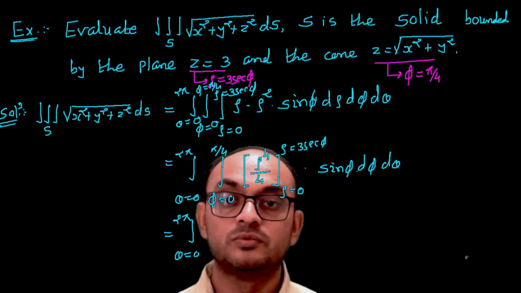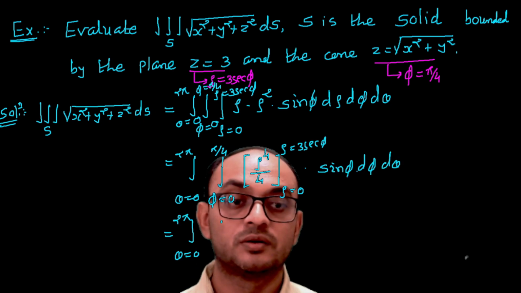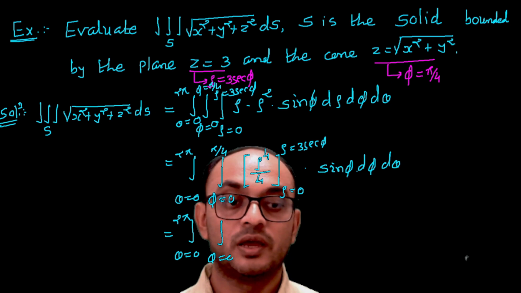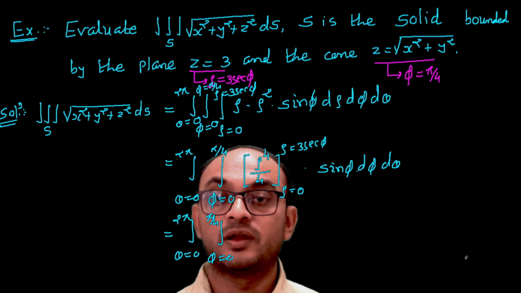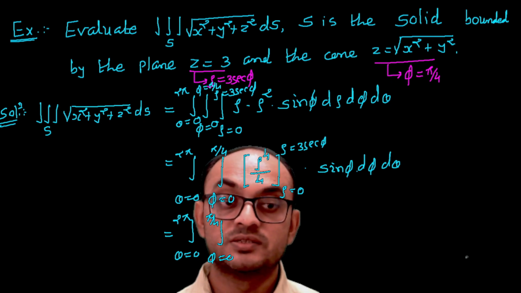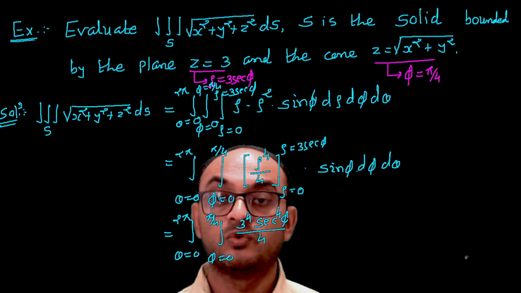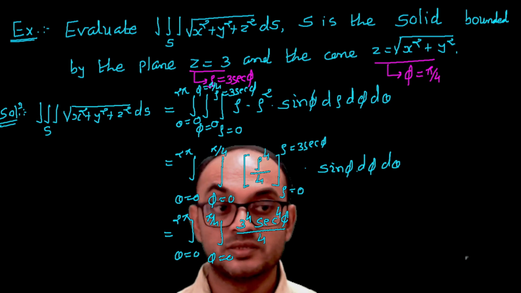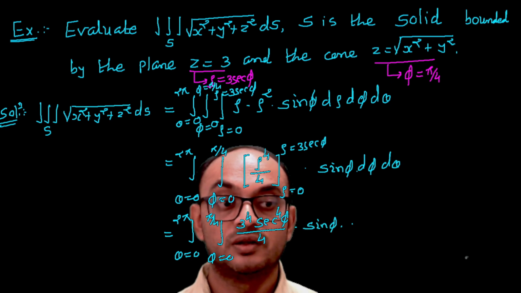Theta is equal to 0 to 2 pi, phi is equal to 0 to pi by 4, when rho is equal to 3 sec phi. This is 3 raised to 4 sec raised to 4 phi divided by 4. When rho is 0, then it is 0. So into sin phi d phi d theta.